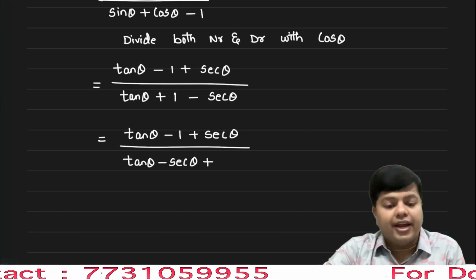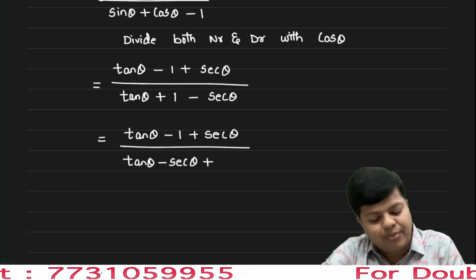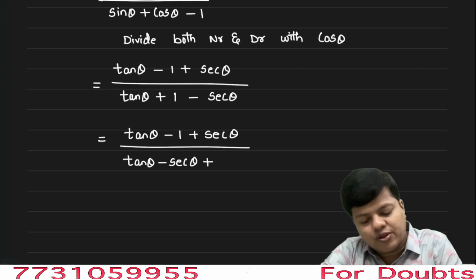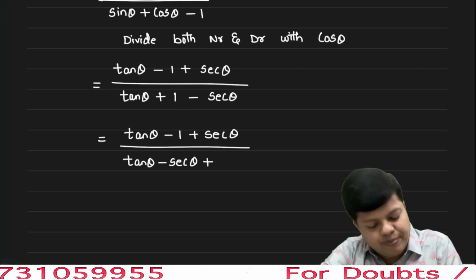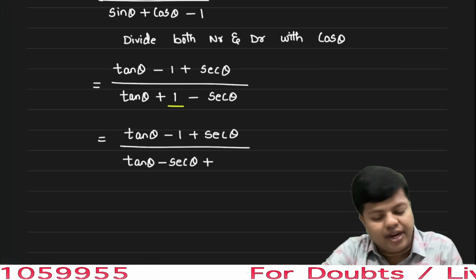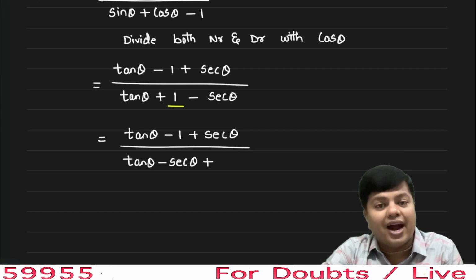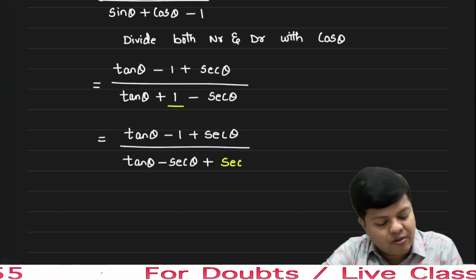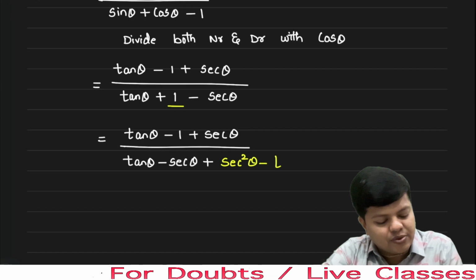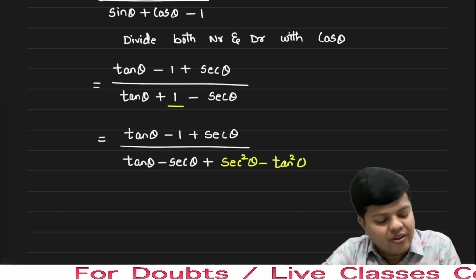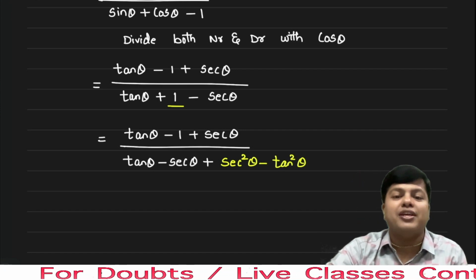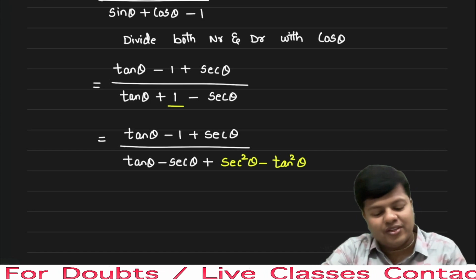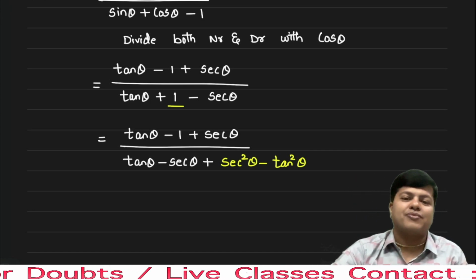plus, in place of 1, student, in place of 1, I will underline so you will remember. In place of 1, we are going to write the formula identity secant square theta minus tan square theta is 1. We use this identity in place of 1. Okay, sir, this is the second step.